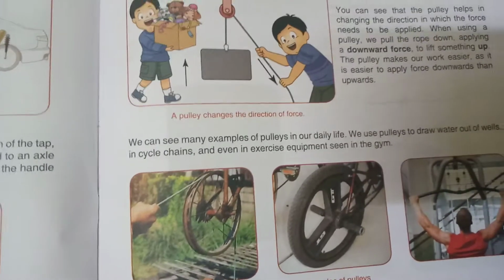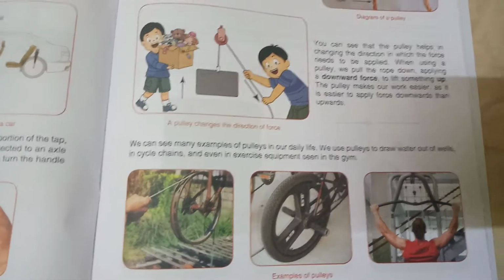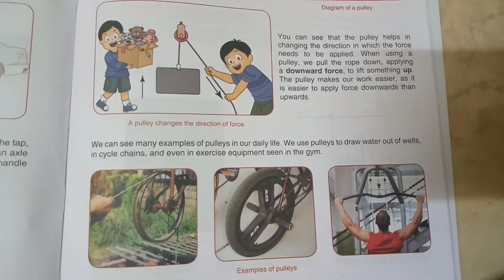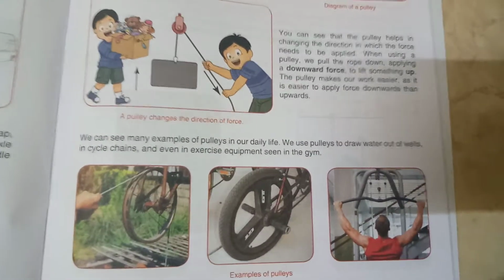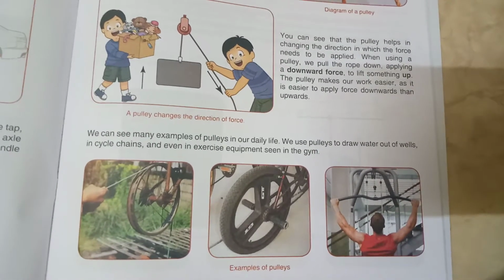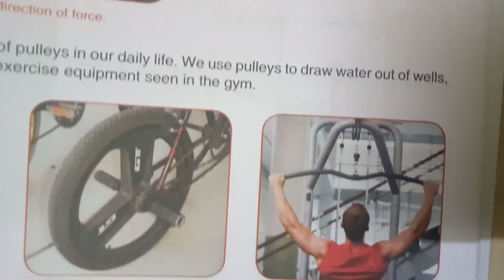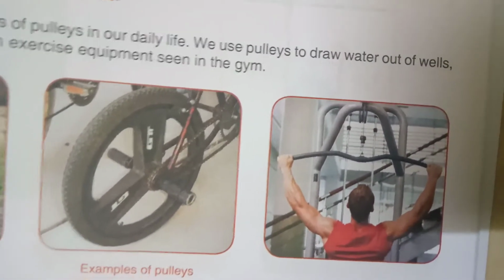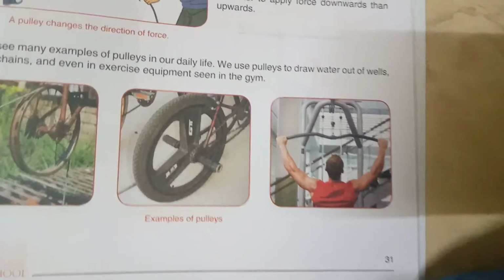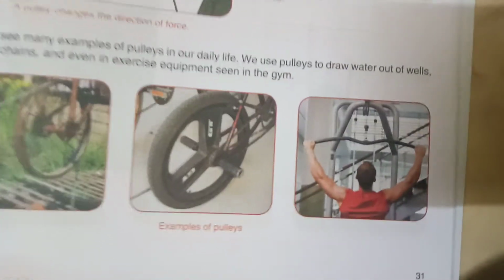So the same thing, you have examples in our daily life, that is cycle chains, exercise equipments that are used in gym. You have seen this one. The force is applied downwards, but the other end is lifted up.